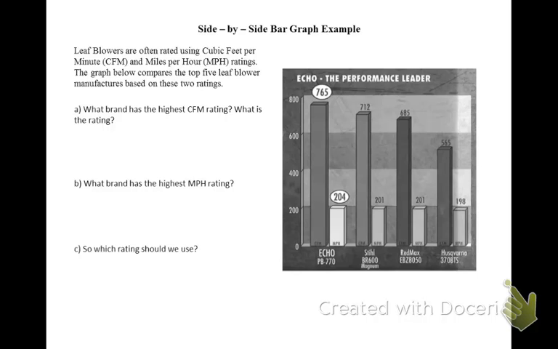Leaf blowers are often rated using cubic feet per minute and miles per hour. The graph below compares the top 5 leaf blower manufacturers based on these two ratings. What brand has the highest CFM rating and what is the rating? If you're looking for CFM, in the graph, it's labeled right here on each of the bars. So out of these 4 bars, the one with the highest CFM would be the Echo leaf blower, and its exact CFM is 765.